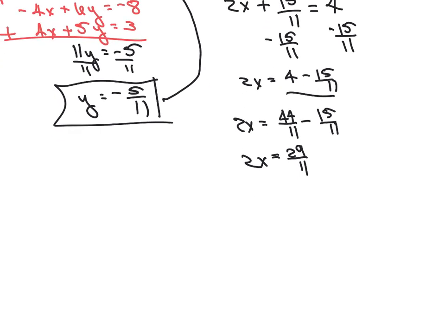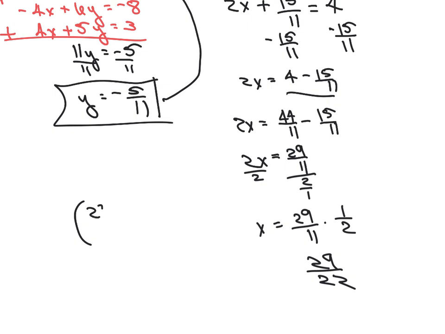Okay. So now we have to divide by 2. And remember, when you divide by a fraction, we're going to call that 2 over 1. It's the same as inverting it and multiplying it. So turn it upside down and multiply, and we get 29 over 22. So my x value is 29 over 22, and my y value is my negative 5 over 11 that I got there. And that's the answer. Not real fun when you get these doggone fractions, but that's kind of what you're going to run into. You're going to get fractions.